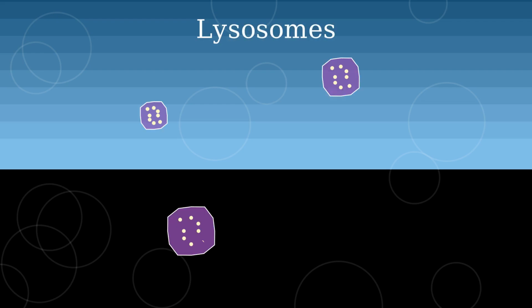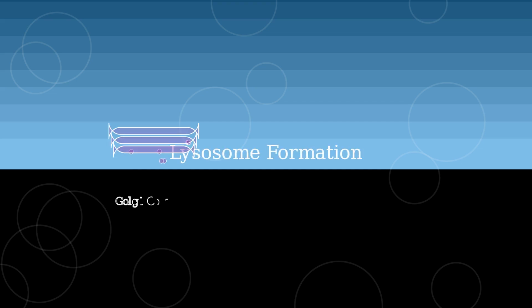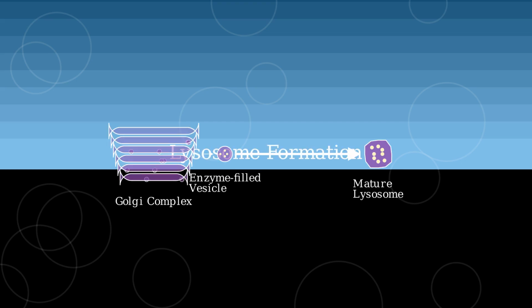Lysosomes are membrane-bound vesicles that contain powerful digestive enzymes. Lysosomes are formed by the Golgi complex, which packages digestive enzymes into vesicles that mature into lysosomes. Lysosomes serve as the digestive system of the cell, breaking down waste materials, foreign particles, and damaged cellular components.